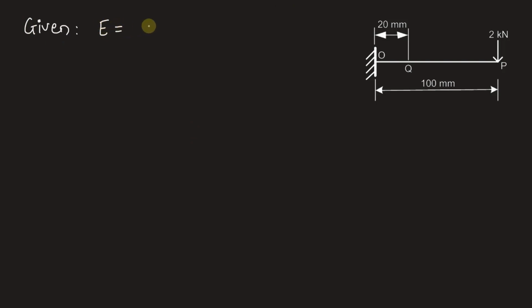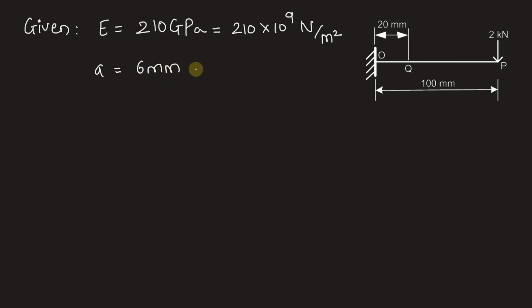Modulus of elasticity E is given to be 210 gigapascal. So for using in the problem, we will use it in Newton per meter square, so 210 into 10 to the power 9 Newton per meter square, that is pascals. Side of the square cross section a is given to be 6 millimeters. Hence we can calculate its area moment of inertia I as a to the power 4 by 12. We'll use the values of E and I later.